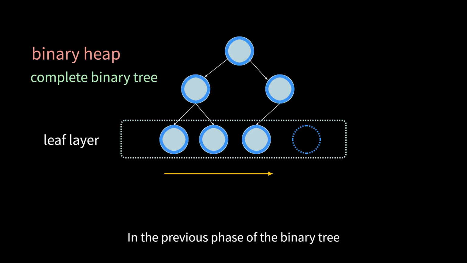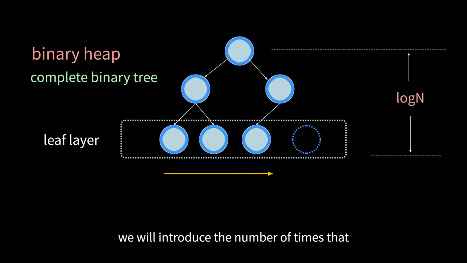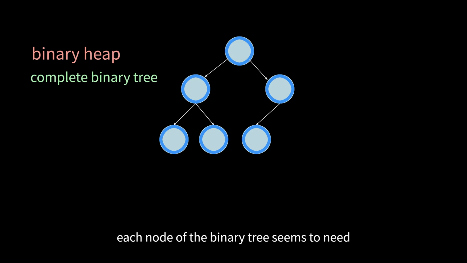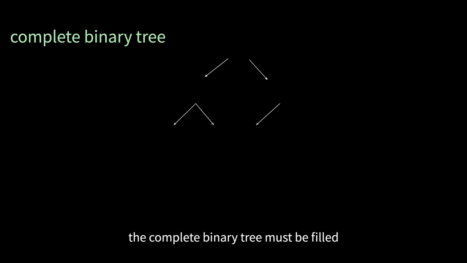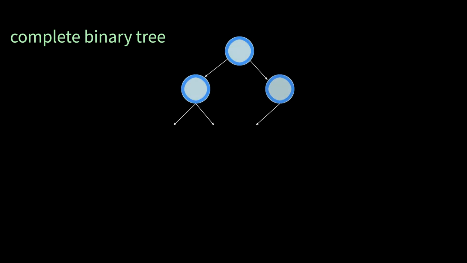In the previous video on binary trees, it was introduced that the tree height is log n. Next, we will see that it takes log n steps to complete the insertion or removal of the minimum value. However, each node of the binary tree seems to need two pointers to point to the left and right subtrees. But the complete binary tree must be filled in this order.